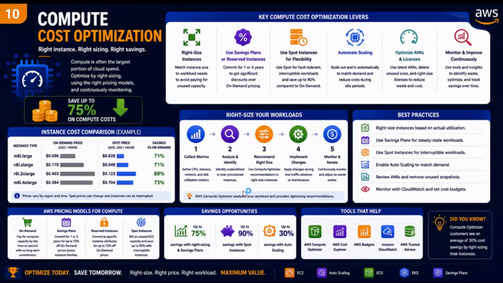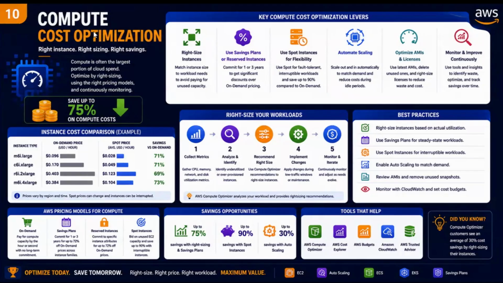So to right-size your workload, always collect your metrics, analyze, and identify underutilized and over-provisioned instances. Before the analysis, you collect the metrics, gathering CPU, memory, network, and disk utilization metrics. Then analyze and identify underutilization or over-provisioning. Then for recommendations, right-size: use Compute Optimizer and get recommendations for right-sized instances. Then implement changes, and after that you monitor and iterate always. This is a continuous process.